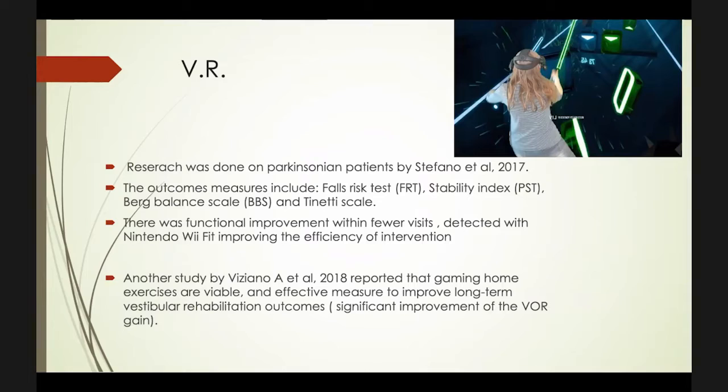Research was done on Parkinsonian patients by Stefano et al. 2017. The outcome measures included the four-square step test, stability index, Berg Balance Scale, and TNT scale. There was functional improvement within fewer visits, detected with the Wii Fit, improving the efficacy of the intervention.